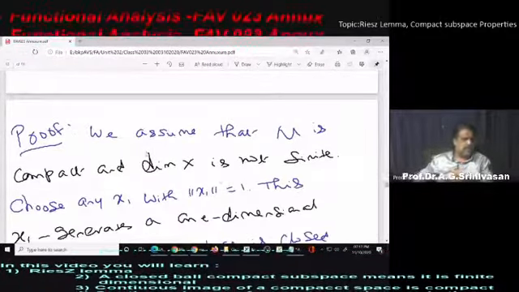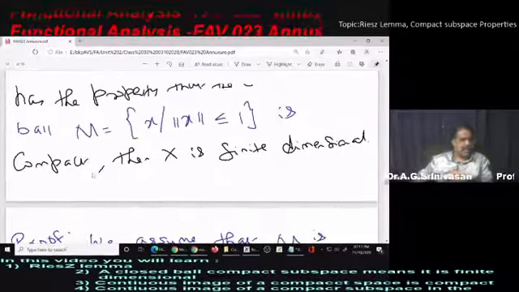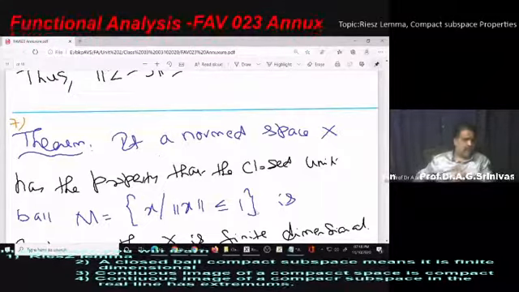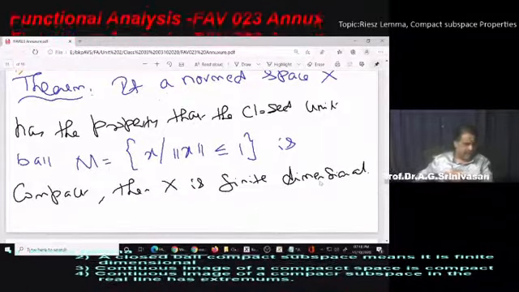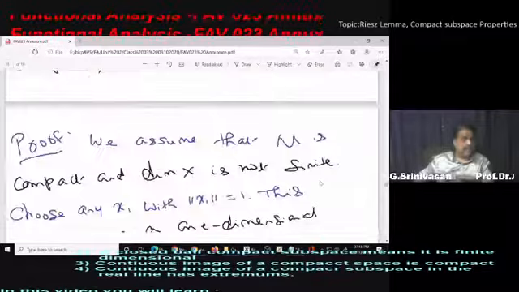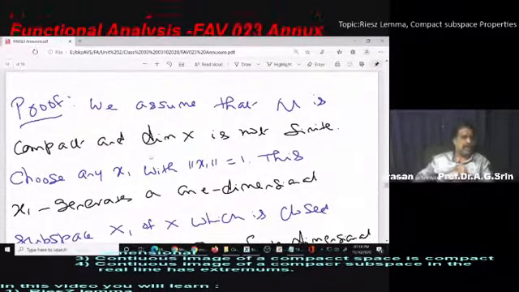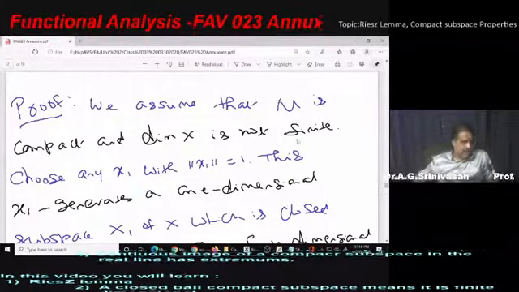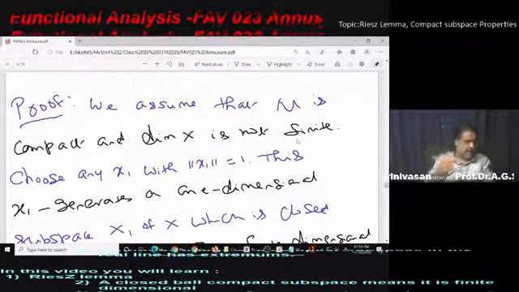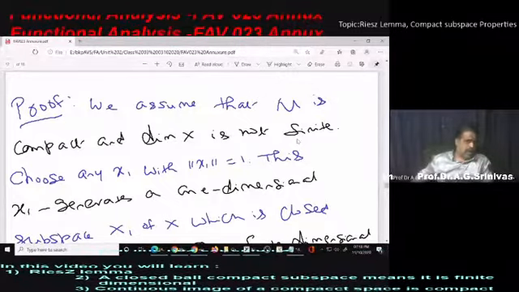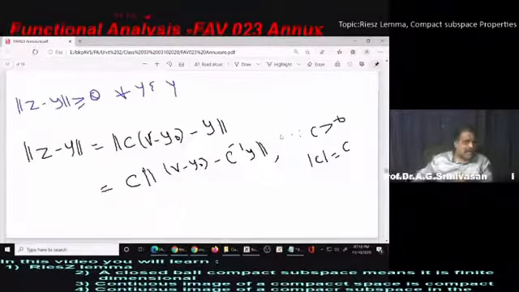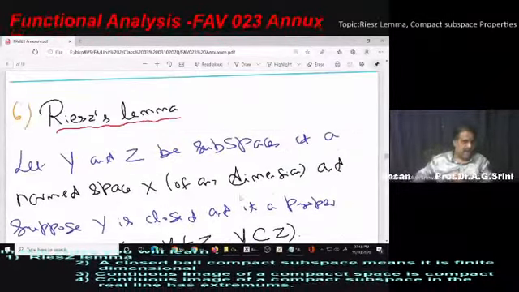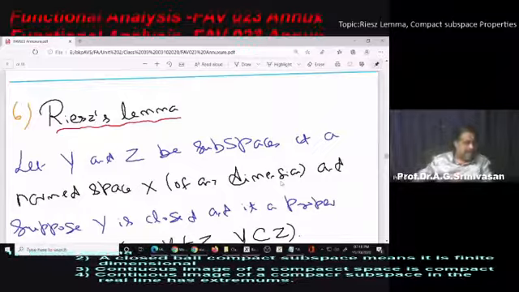Now we assume that M is compact. So we assume that this closed ball, norm x less or equal to 1, is compact. What I need to show is that X is finite dimensional. We assume it is not finite dimensional. So assume that M is compact, but dimension X is not finite. If dimension X is finite, we have nothing to prove. Now, Riesz lemma is guaranteed for any dimensional space. That's an important point. Riesz lemma is guaranteed for any dimension, even for infinite dimension.